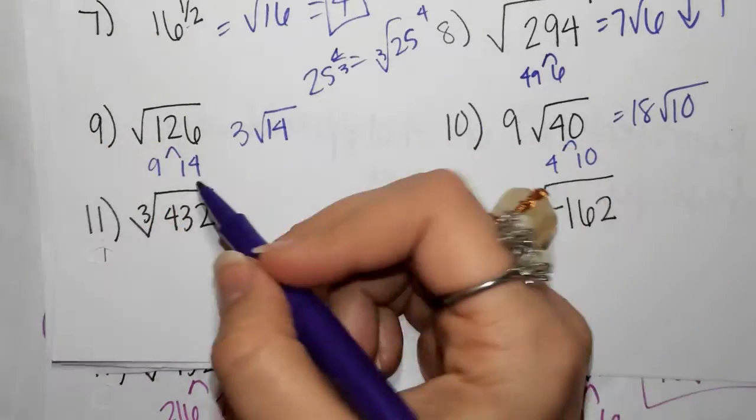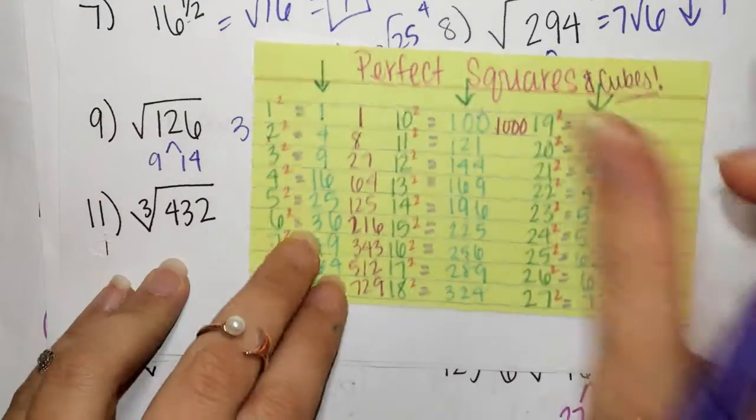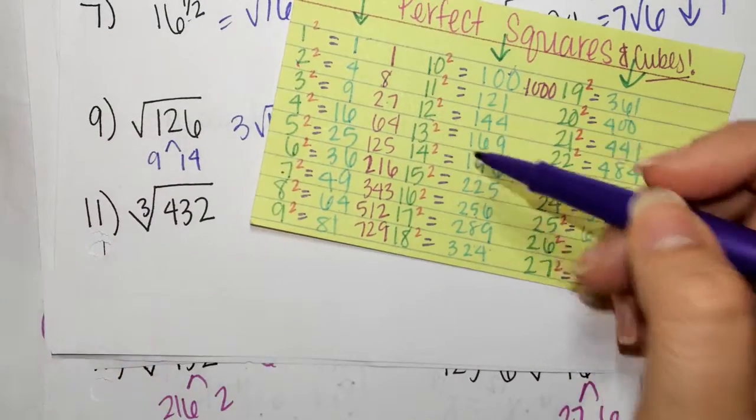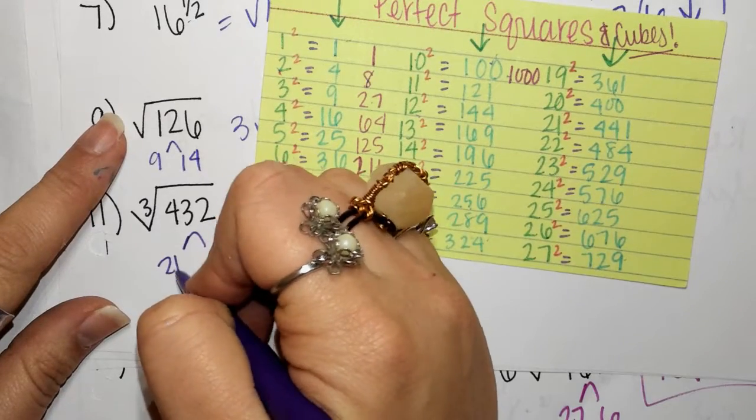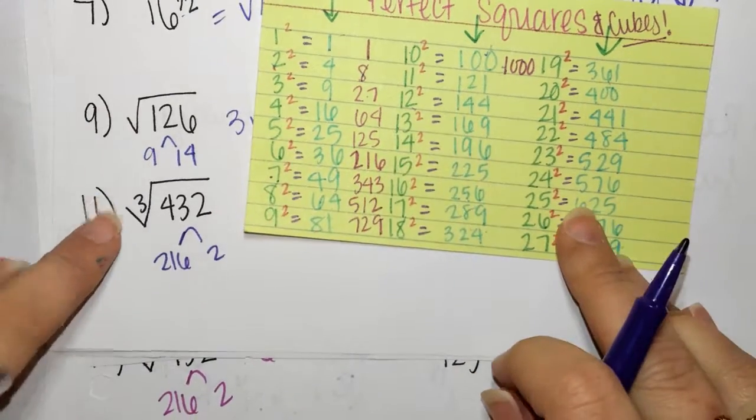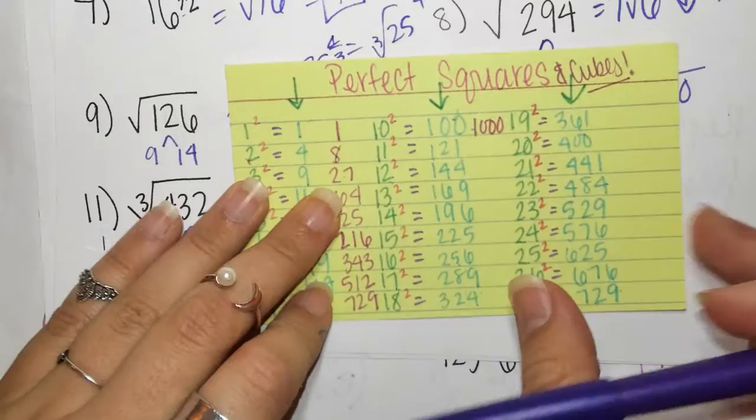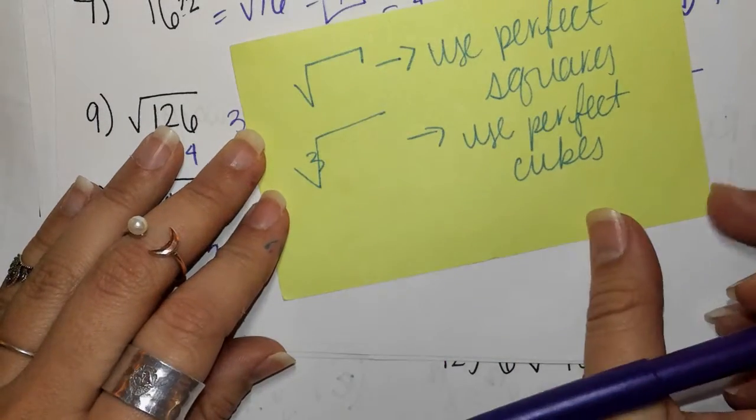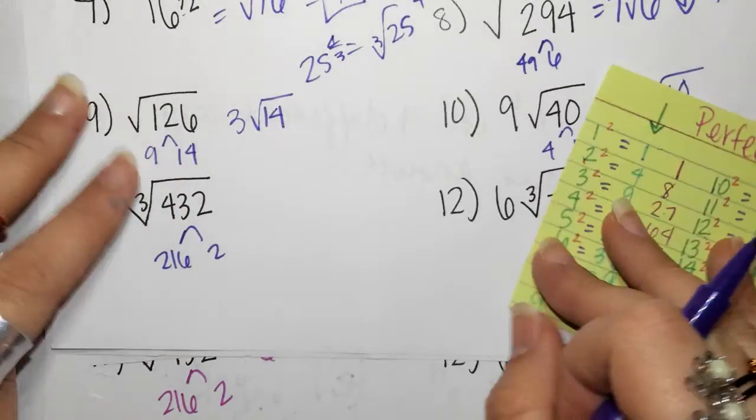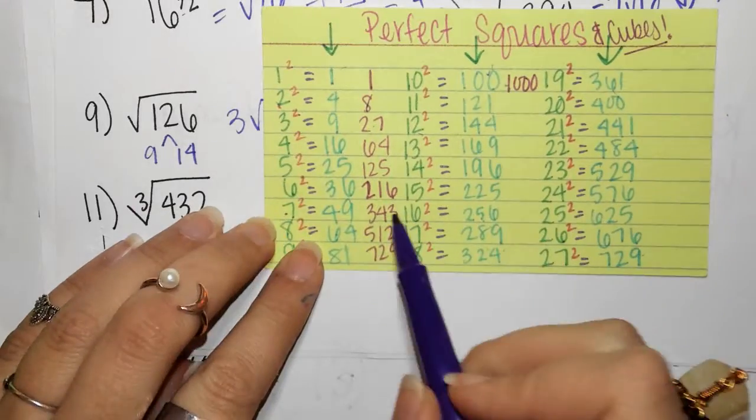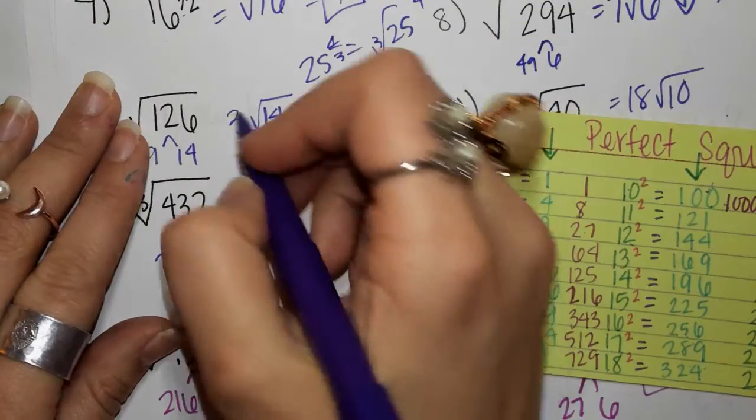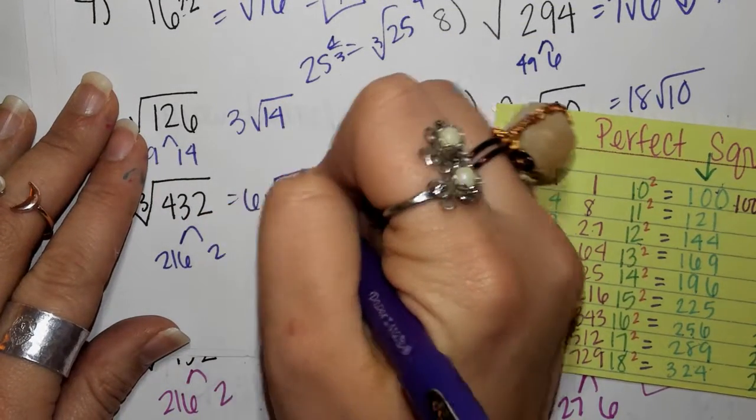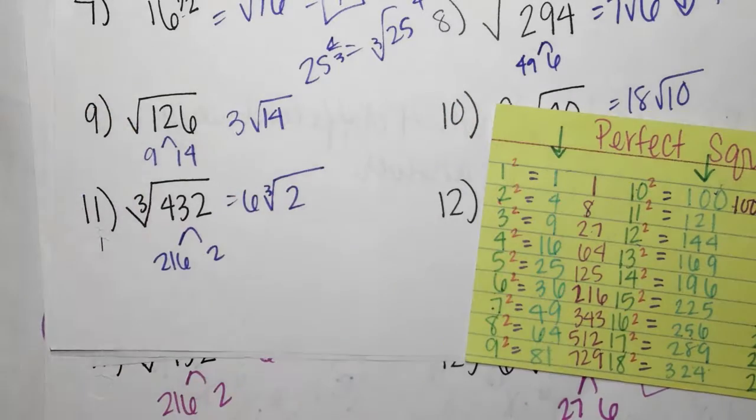Alright, now this is the cubed root. So the biggest perfect cube that goes into 432 is 216. So it's 216 and 2. Now, if it's a cubed root, you have to use your perfect cube. That's what we wrote on the back. Correct? Correct. Alright, what's the cubed root of 216? 6. So then it's 6 cubed root 2. Magic.